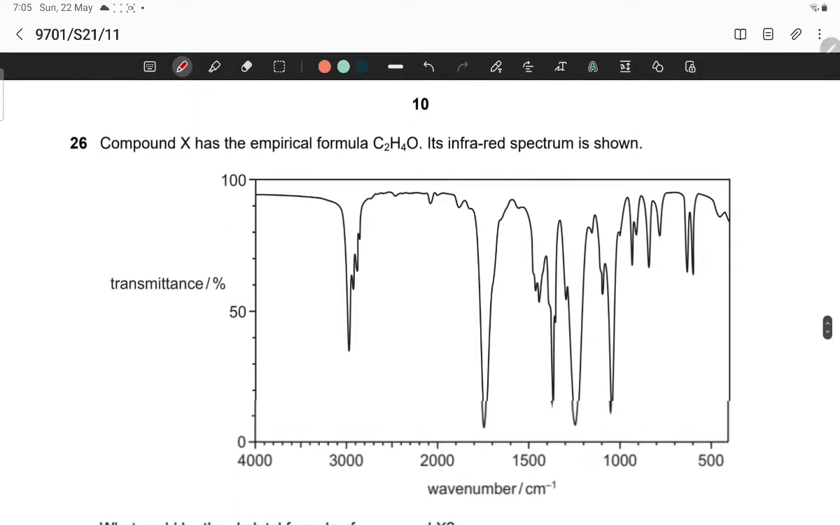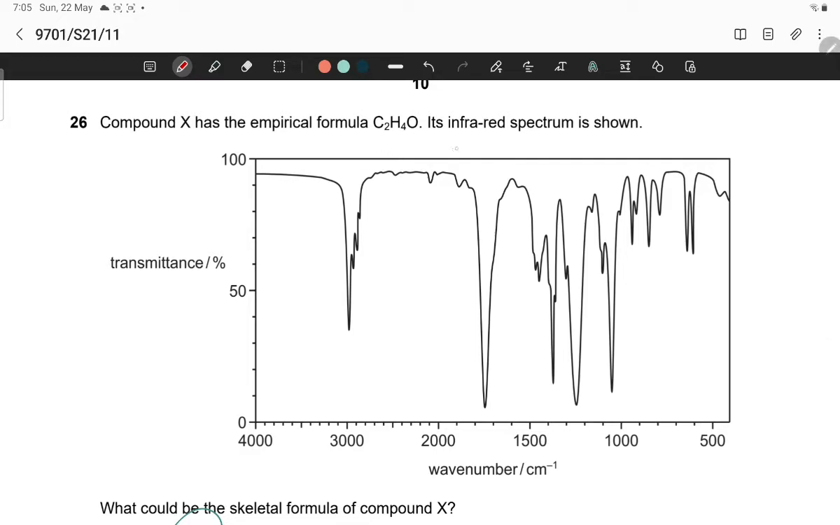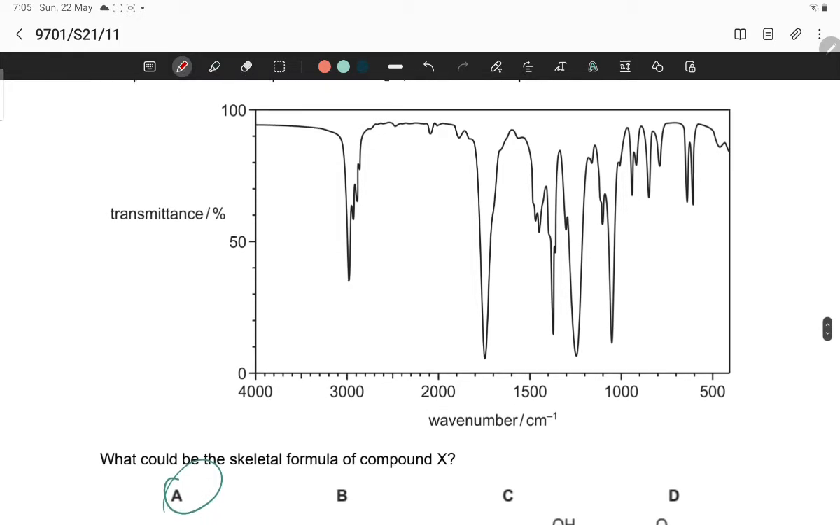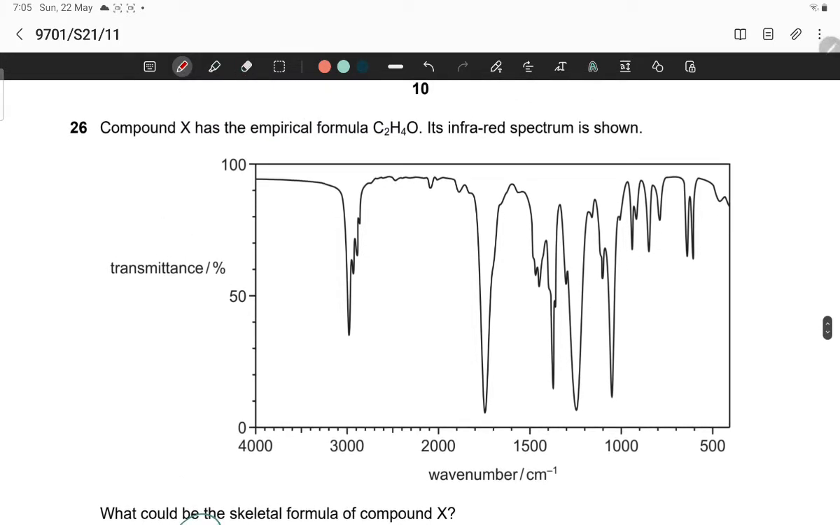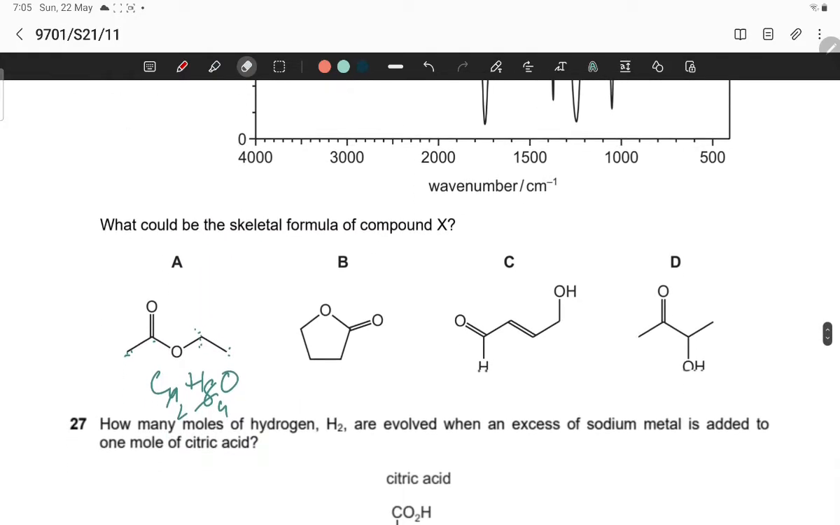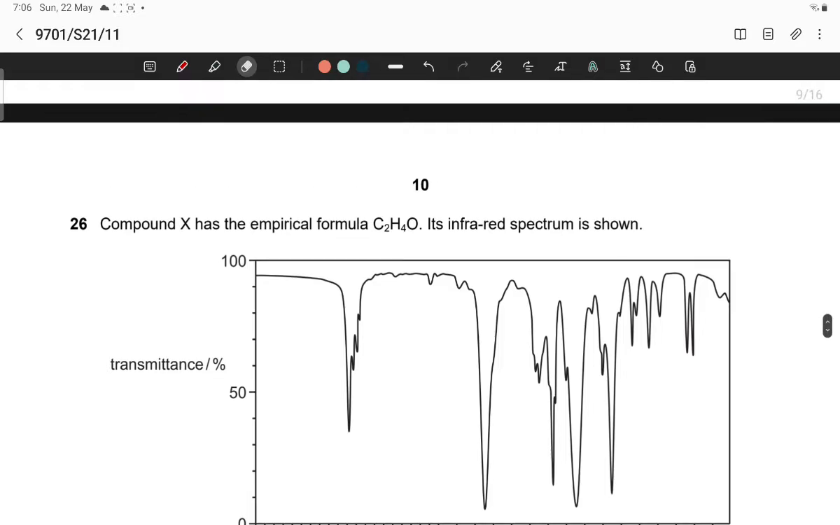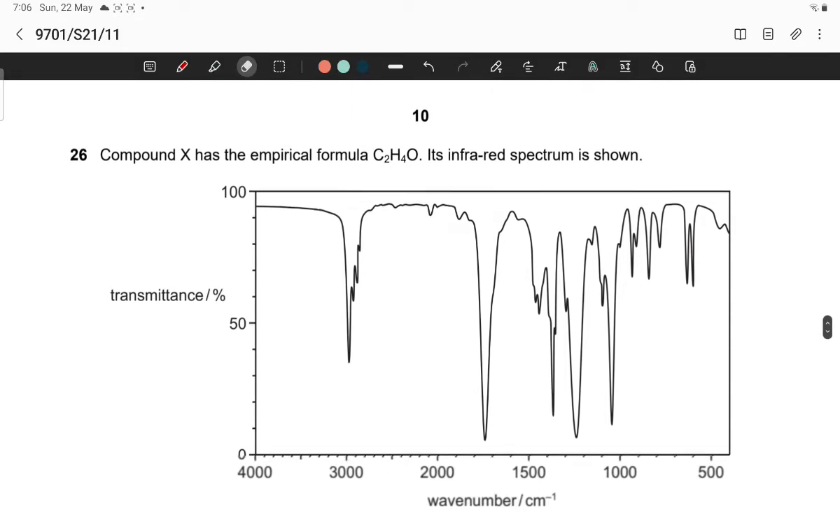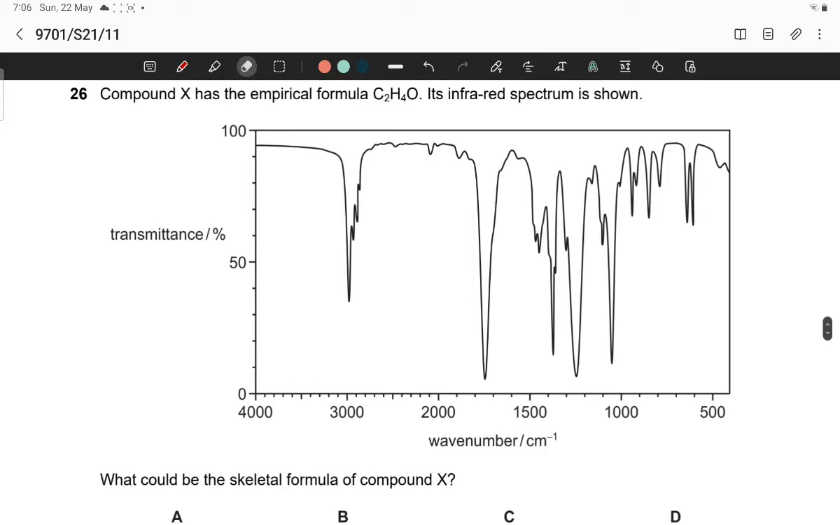Question number 26. Compound X has the empirical formula C2H4O. Its infrared spectrum is shown.